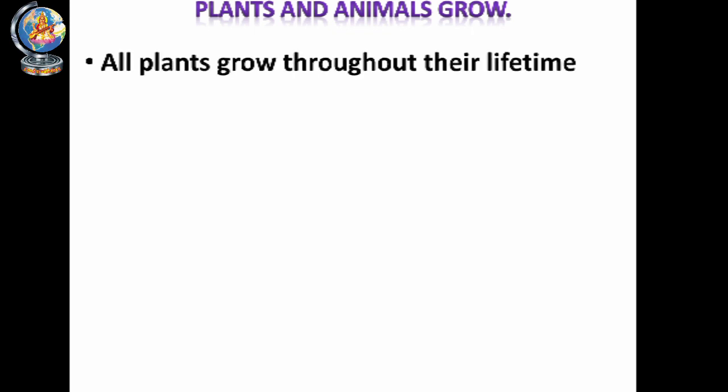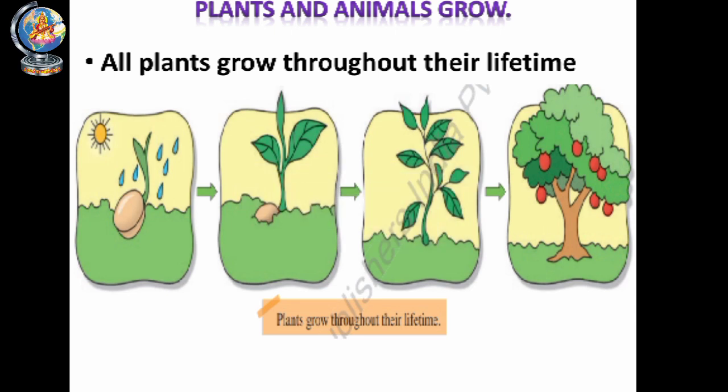Plants and animals grow. Now let's talk about their growth. All plants grow throughout their lifetime, but not all animals. Let's see about plants first, then we will talk about animals. See here, this is the life cycle of a seed. In the first picture you can see a seedling. From a seed a new baby plant just comes out, right? It is just coming out, so that is a seedling.